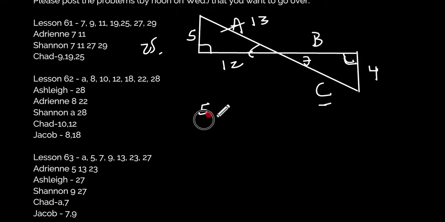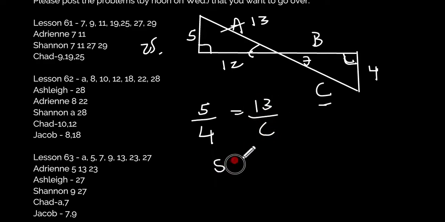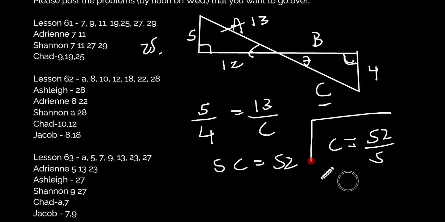So the left is to the right as the left hypotenuse is to the right hypotenuse. Cross multiply, we get 5c equals 52, and we get c equals 52 over 5. Easy when I do it, right?